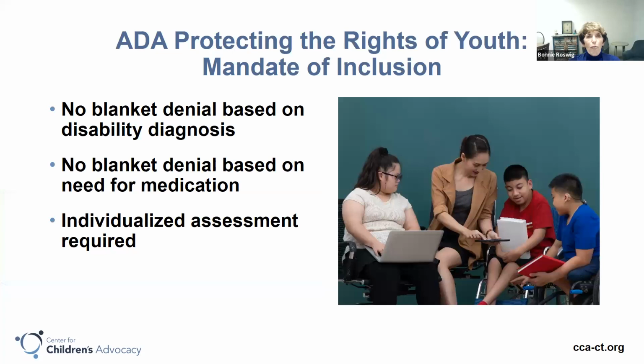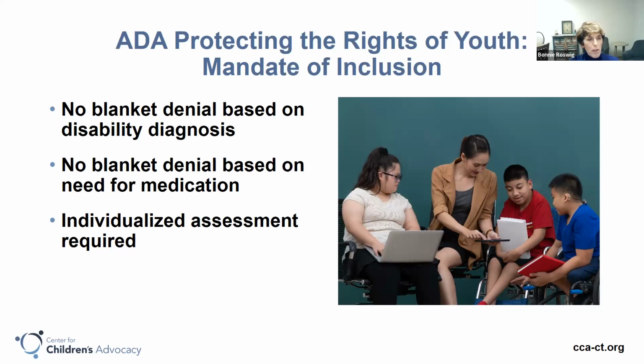So in terms of protecting our youth, there cannot be a blanket denial based on a disability diagnosis. There can never be, "Sorry, Johnny cannot go into this post-detention setting because he's a diabetic." Or there can be no blanket denial based on a need for medication. "Oh no, we don't provide medication. We don't have anybody here to do it."